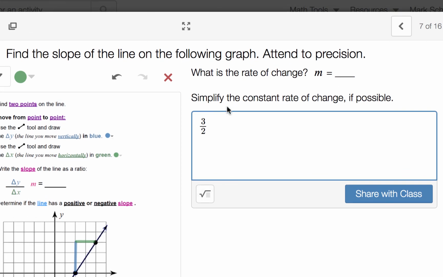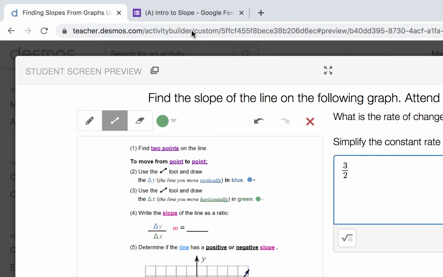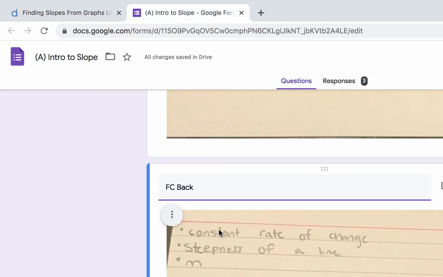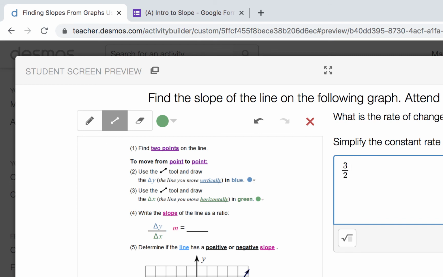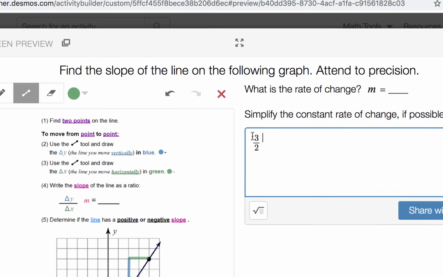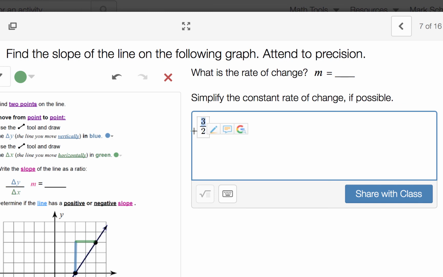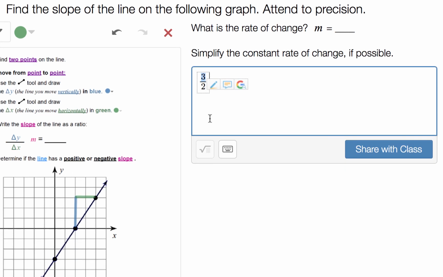And so when they say simplify, the constant rate of change is another one of those definitions for slope. And so we can say that it's 3 over 2. And when they say simplify, this is okay to have an improper fraction. I think it's easier because it helps us recognize, oh, 3 means that's how much Y is changing by, and 2 means that's how much X is changing by. So it's kind of nice to have an improper fraction in this instance.